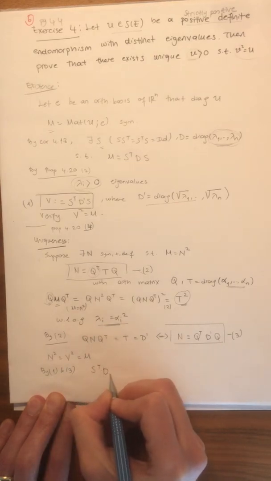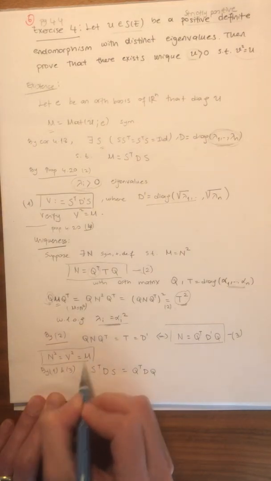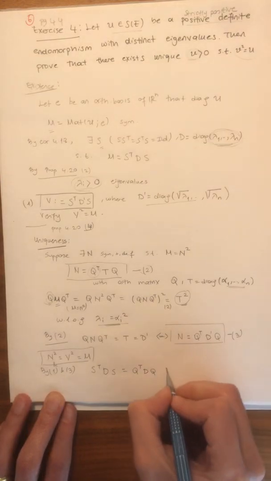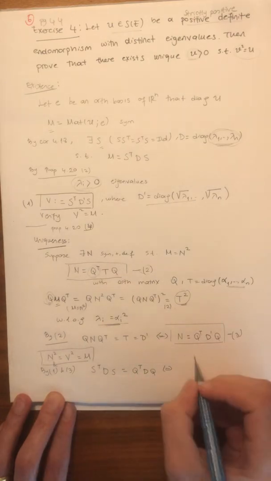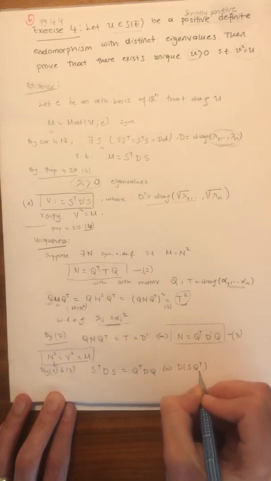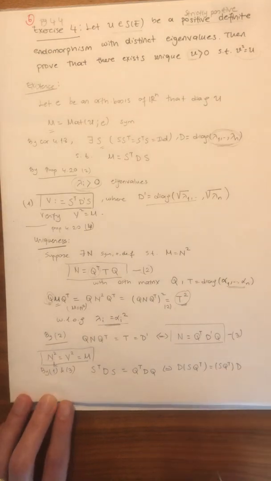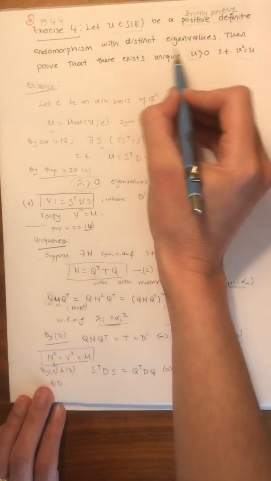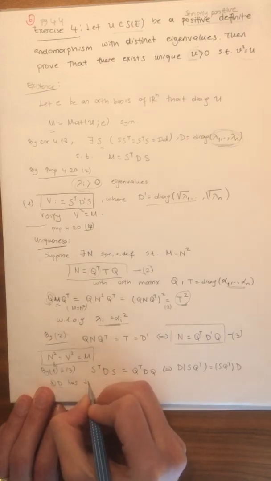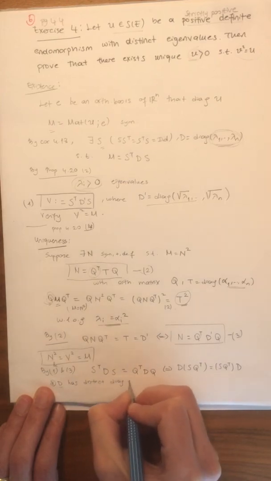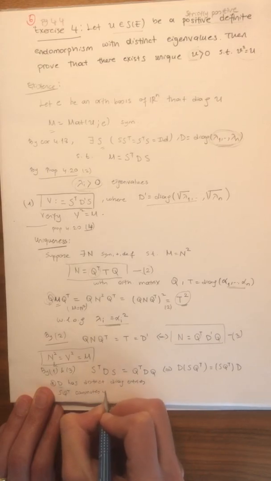we can write that S transpose D S is equal to Q transpose D Q. So by just multiplying by the Q transpose inverse and the S inverse from the left and right hand side, we see that the matrix S times Q transpose commutes with the diagonal matrix D. And we know, as given in the question, U has distinct eigenvalues, so that means this diagonal matrix D has distinct diagonal entries, and S Q transpose commutes with D.